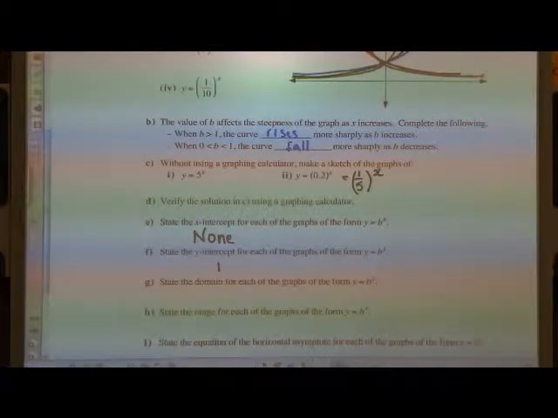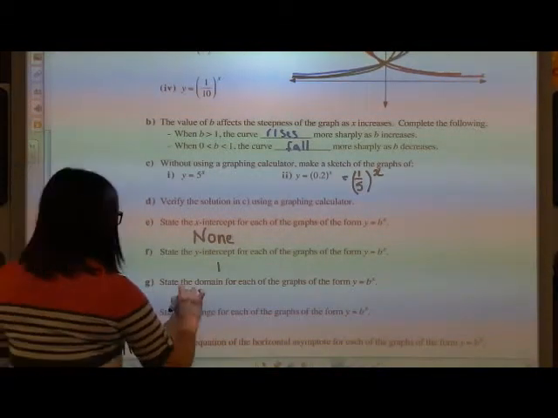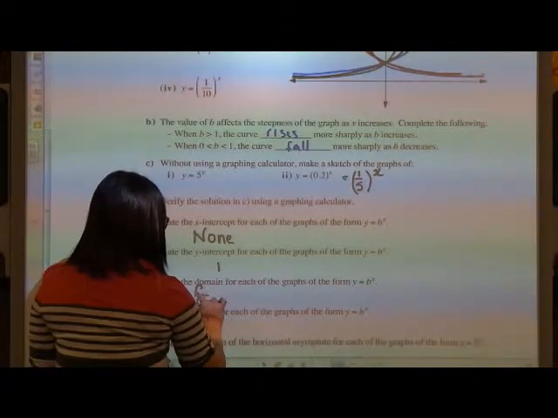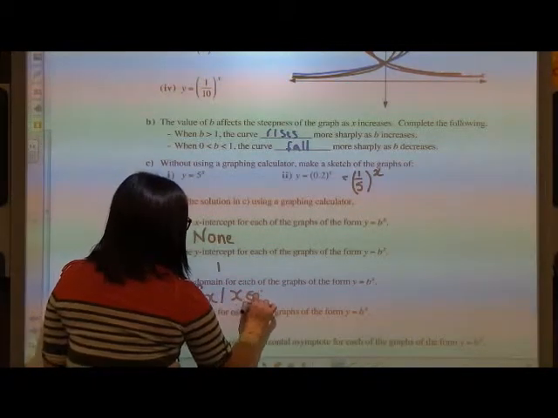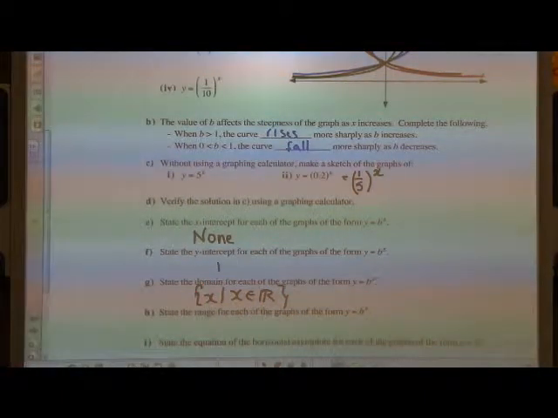The domain. With any of these graphs, were there x values that x could not be? Were there any non-permissible values? And the answer to that is no. X could actually be anything. So the domain for each of the graphs is the set of x values such that x is an element of the reals.